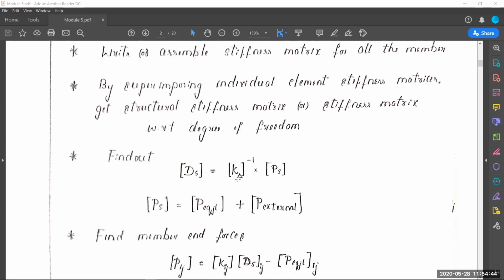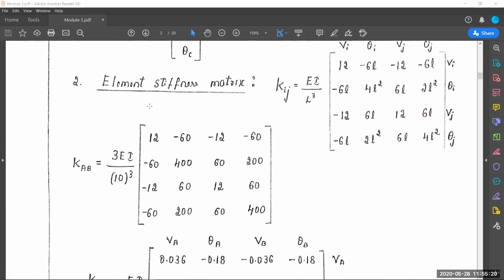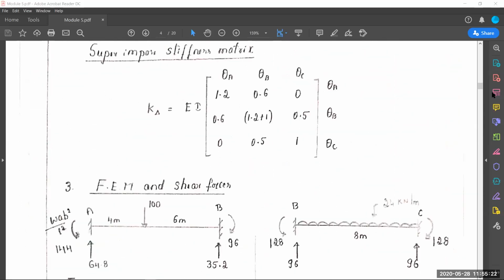Once you have K delta, find the force matrix. How to find the force matrix? The same formula I'll be using here: P EQJL plus P external. If you want P EQJL, you need to draw the EQJL diagram. For that, we have to find fixed end moments and shear forces, right? One more note is that in this direct stiffness method, only moments are not enough. Always remember, along with the moment, you have to find shear forces also. That is what I have written. So I'll be discussing the third problem today.